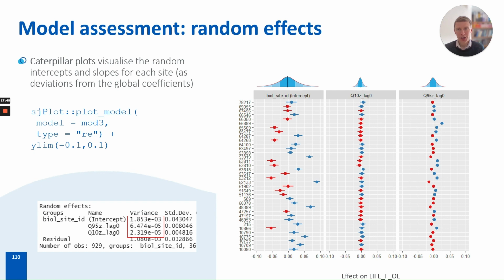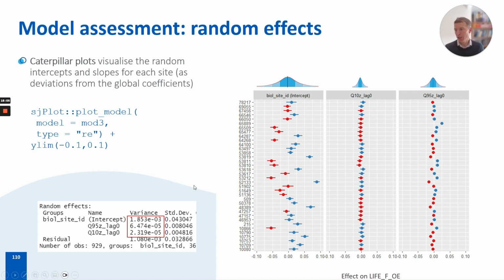You can see on the left-hand side here that this time, when we use the plot model function, we set type equals RE, because we want to focus on the random effects. We can also adjust the scale at the bottom of the plot there using the ylim function.